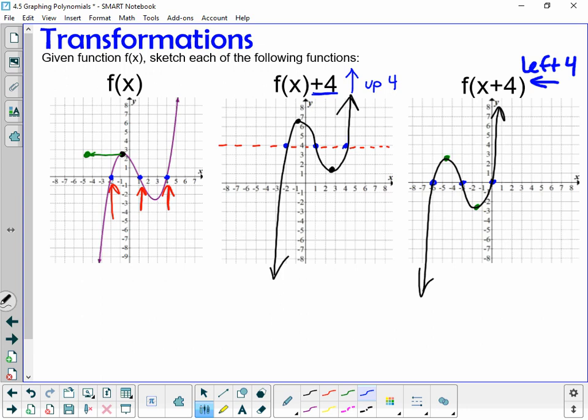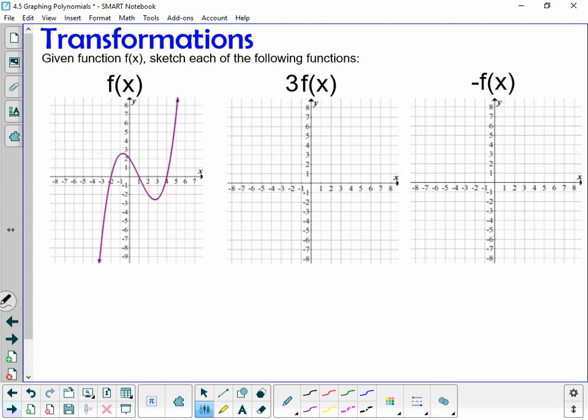So if the number is added to the function, that's going to shift it up or down. If the number is added to the x value, that shifts it in the x direction, left or right. Let's look at a couple of stretches now.